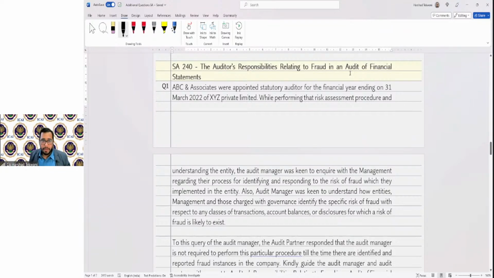Again, an important essay: SA 240, auditor's responsibility relating to fraud in an audit of financial statements. ABC and Associates were appointed statutory auditor for the financial year ending on 31st March 2022 of XYZ Private Limited. While performing the risk assessment procedures and understanding the entity, the audit manager was keen to inquire with the management regarding their process for identifying and responding to the risk of fraud which they implemented in the entity.